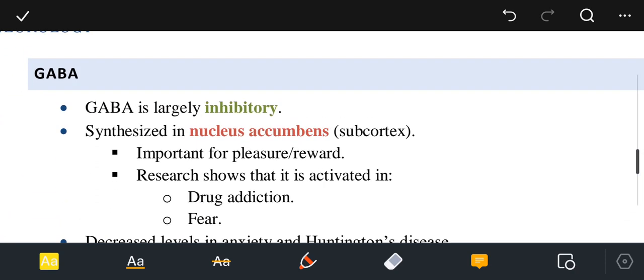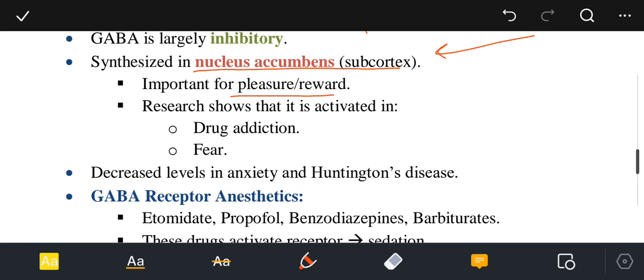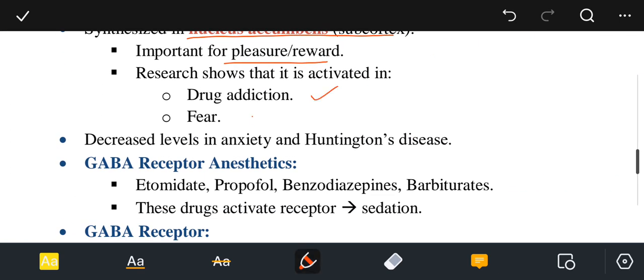Moving on to the next point, they are talking about GABA. GABA is the main inhibitory neurotransmitter of your central nervous system. So GABA is largely inhibitory, synthesized by the nucleus accumbens, that is present in the subcortex, important for pleasure and reward. Research shows that it is activated in drug addiction and fear, with decreased levels in anxiety and Huntington disease. So Huntington disease has a decreased level of a lot of things, including GABA. Acetylcholine level is also decreased in Huntington disease, but we'll see that later on, inshallah.